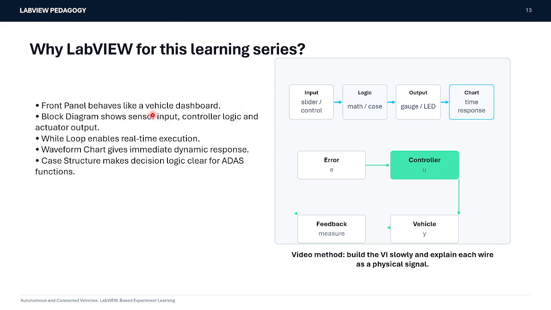So this is a front panel behaving like a vehicle dashboard. Now you know about the vehicle dashboard; the same kind of vehicle dashboard we have to develop on the LabVIEW platform. The block diagram shows sensor input, control logic, and actuator output. A while loop enables real-time execution. The waveform chart gives the immediate dynamic response. A case structure makes the decision logic clear in the ADAS function. So that's where we go with LabVIEW learning in this series.